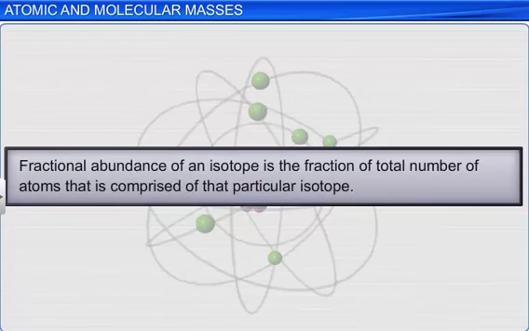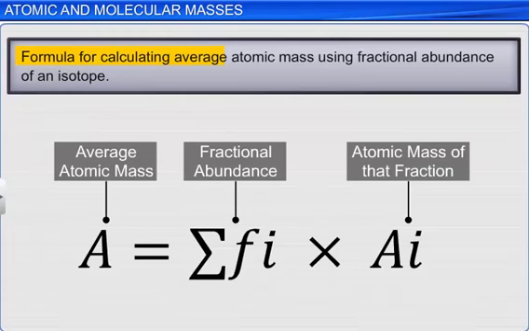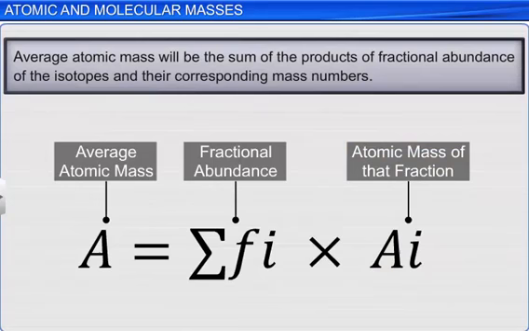We can also calculate the average atomic mass using fractional abundances of isotopes of an element. Fractional abundance of an isotope is the fraction of total number of atoms that is comprised of that particular isotope. The formula for calculating an average atomic mass from fractional abundance is fractional abundance multiplied by atomic mass of that fraction. Thus, the average atomic mass will be the sum of the products of fractional abundance of the isotopes and their corresponding mass numbers.